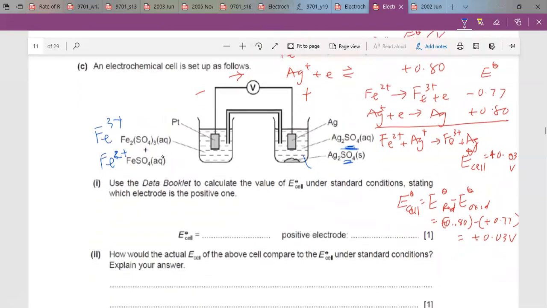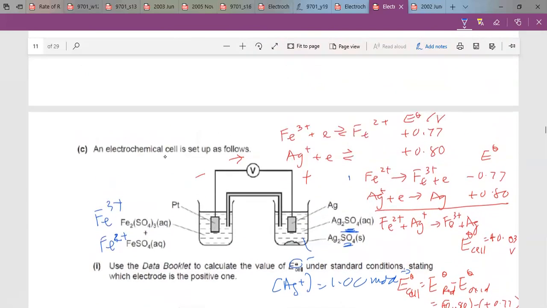This is a data booklet value. Now this here is assuming your Ag+ is how much? 1.00 mol per dm cubed, okay? So what is the positive one? Now put both of them here, the original ones, and these two weigh against each other.